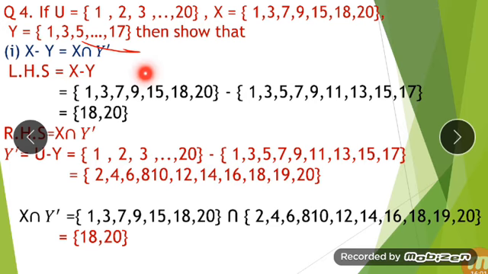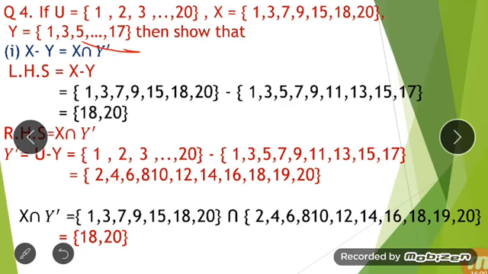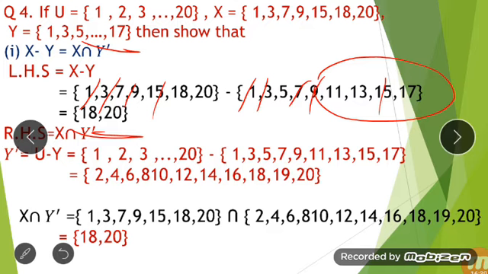So first of all, let's solve the left hand side, X minus Y. Here is set X and here is set Y. Now we can subtract. You can see 1 can be subtracted, 3 with 3, 7 with 7, 9 with 9 and 15 with 15. So what is left in set X? 18 and 20. Remember one thing, that you are subtracting Y from X, so whatever is left in X, you are going to write that in the answer. You are not going to write the elements of set Y.